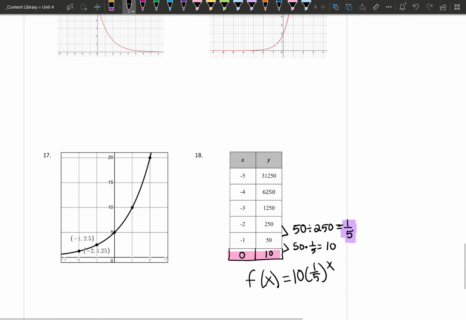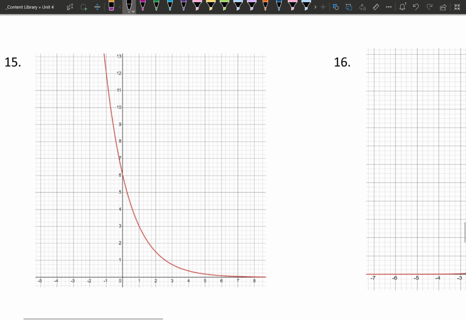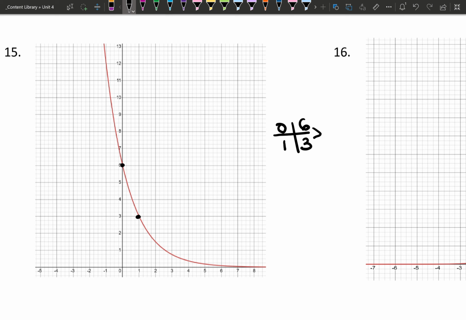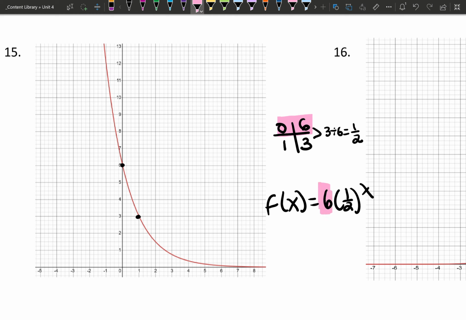Now let's do the graphs. The graphs are very similar, except we just pick 2 points and go from there. I always like to pick the y-intercept. That's one of the best ones to pick because we need it. Creating a little table, 0, 6. And then I'm going to use the next available perfect point, which is right here, 1, 3. Let's find the pattern by doing 3 divided by 6, which is 1/2. So for number 15, f of x equals 6 times 1/2 to the power of x. And just highlighting it so you see where I got everything from.